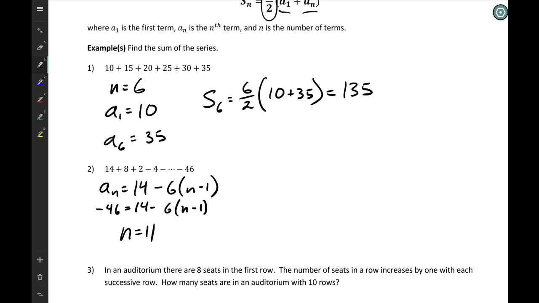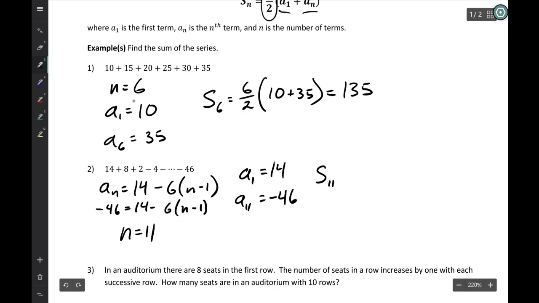Once I have these two things, I can say what a sub 1 is. It's 14. And then I know the last term, a sub 11, is going to be equal to negative 46. Plug them into my formula. I can find the sum of the first 11 terms. This is going to be 11 divided by 2 times 14 minus 46, and this is equal to negative 176.